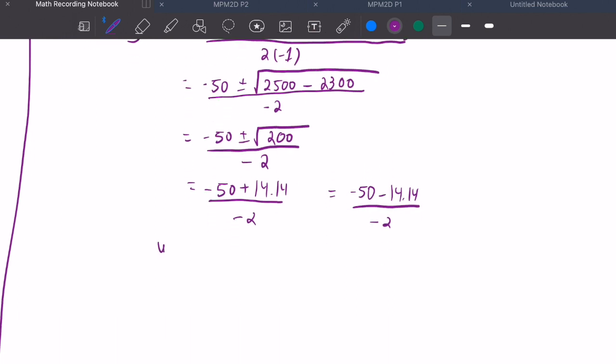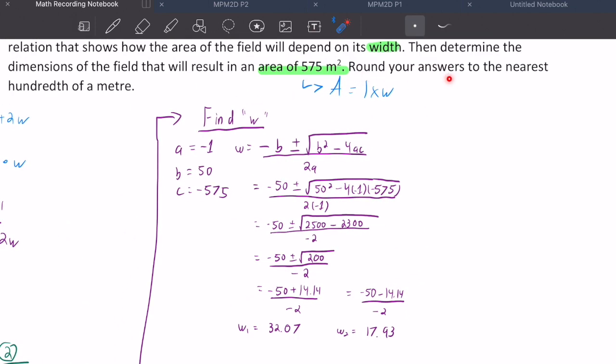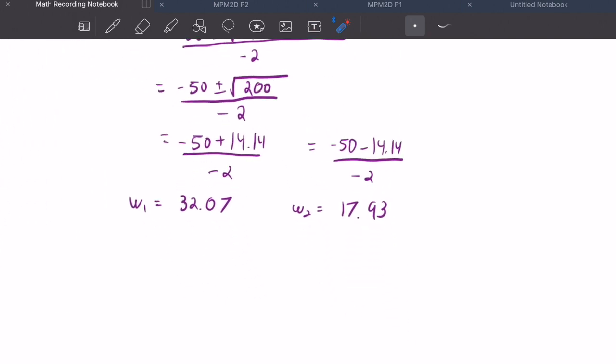This will give us our W1 of 32.07 and our W2 of 17.93. So here's the thing with these ones. It's asking us for a dimension here. Round your answers to the nearest 100th of a meter. So these are our 100ths of a meter. One thing to note is the width can either be this or this, which means whatever the width is not is what the length is going to be.